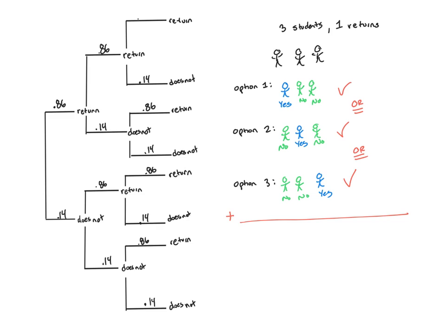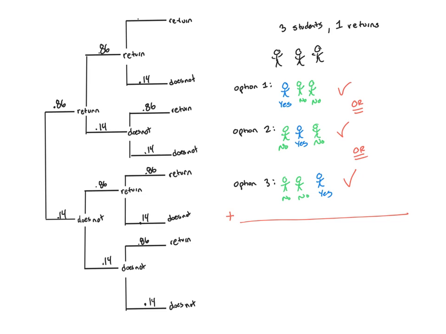Now remember, OR formula also subtracts things off. In this case, I don't need to worry about subtracting because there's no overlap. That is, if the first is only to return, that means it obviously can't be the second returning. And if the second returns, it obviously can't be the third returning. So there's no overlap. So all I have to do here is find the first scenario, the second scenario, the third scenario, and then add them up.